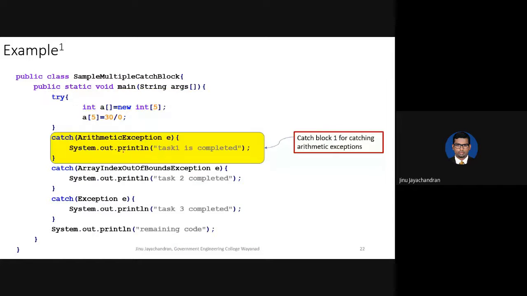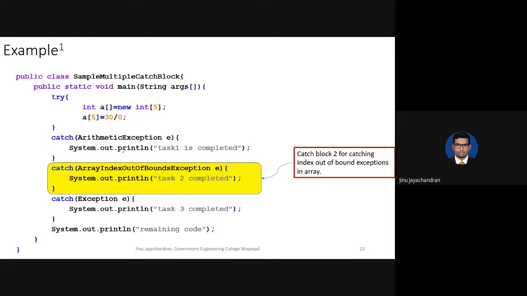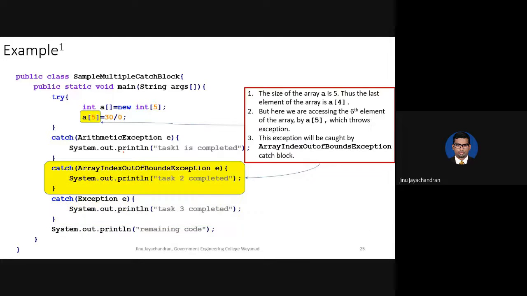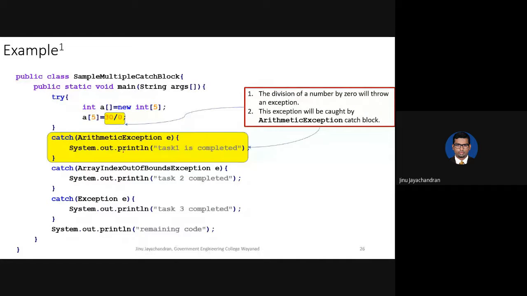So this is a try block. This is for catching arithmetic exceptions. This is for catching array index out of bound exceptions. And this is for catching other exceptions. So if the array is indexed out of bounds, then the second catch block will be called. Okay, and for 30 by 0, the first catch block will be called.